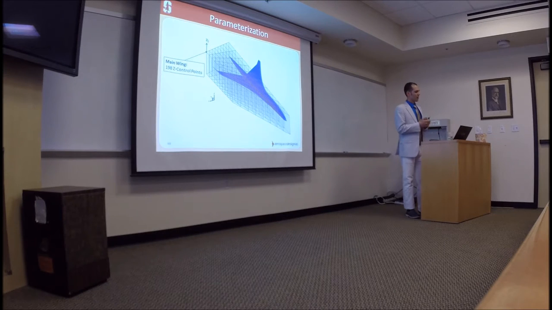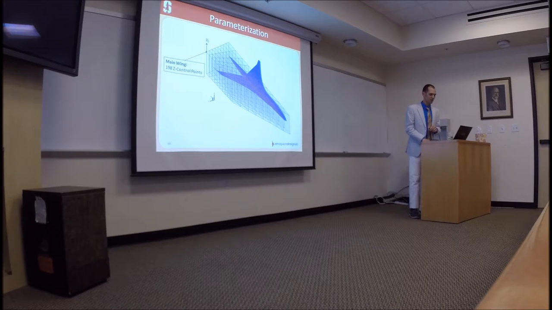I parameterized the geometry with one freeform deformation box. This creates a large dimension parameterization, 198 variables. It's a rather unusual parameterization as well, because typically we look at components of the aircraft, like the wing and the fuselage, individually, in an effort to reduce the number of parameters. As before, I collected gradient samples and ran the active subspace analysis.